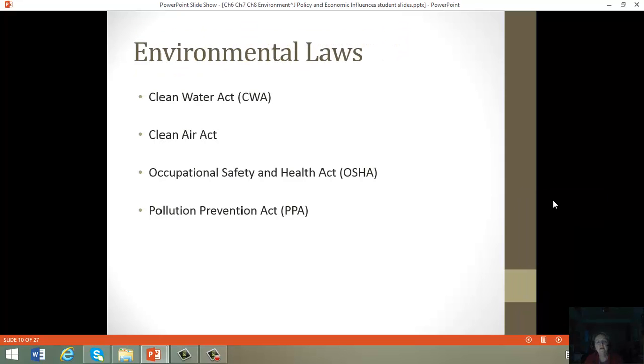environment. Environmental laws, the Clean Water Act, there's a bunch of them in your book, but I'm just going to cover these 4, which set the basic structure for regulating pollutants in the U.S. waterways and water storage in the United States.